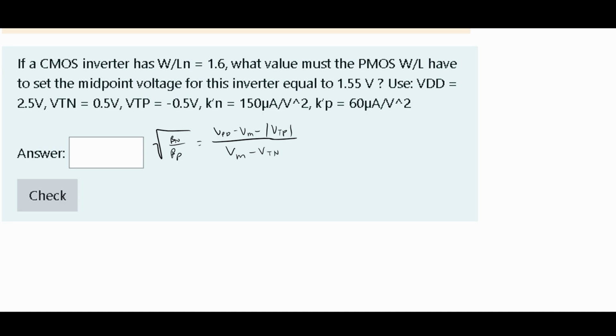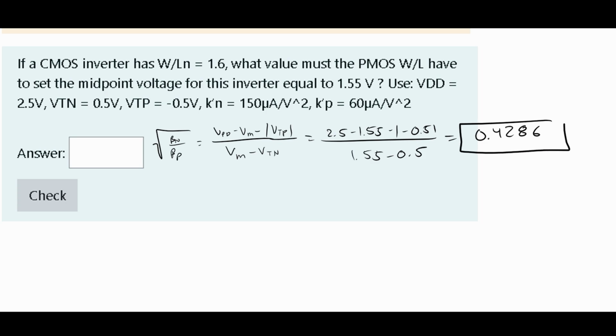With this equation, I'm going to plug in the values that I have. This gives us 2.5 minus 1.55 minus the absolute value of negative 0.5, so that's again for the values that we have. It's going to be divided by 1.55 minus 0.5. And this is going to give us an approximate value of 0.4286. So this is the square root of beta n over beta p.